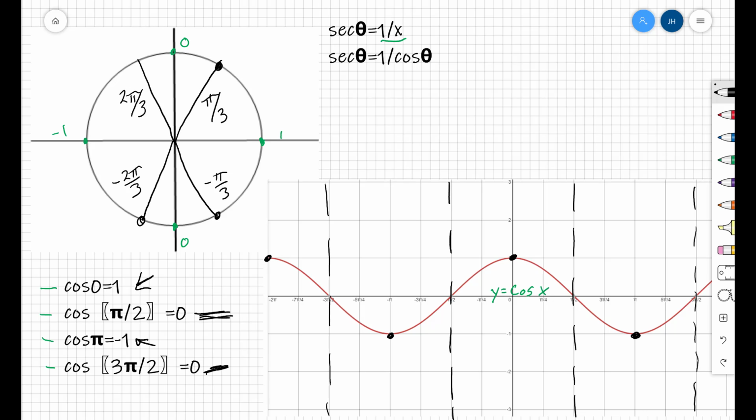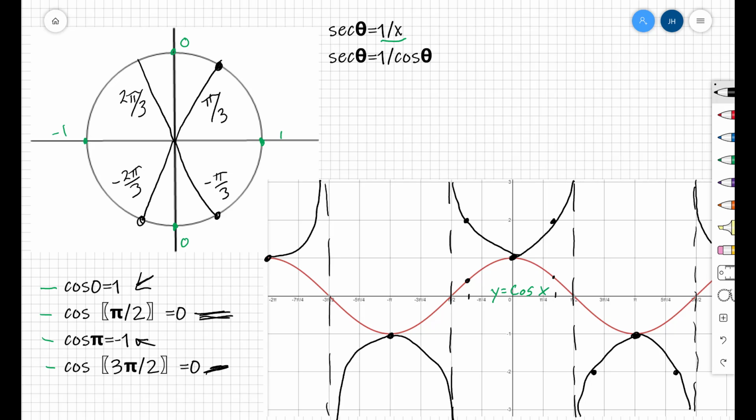So at this point, at positive pi over 3, somewhere in this area, cosine is 1/2, so that means secant would be 2. And similarly, at around negative pi over 3, cosine is 1/2, so secant would be 2. This just gives us a few points to look for when we're trying to graph our secant function. Similarly, we have values for -2, and we can finish graphing out our secant function.